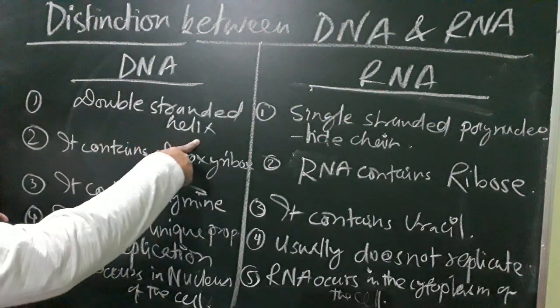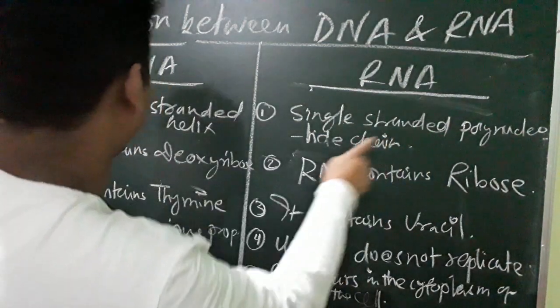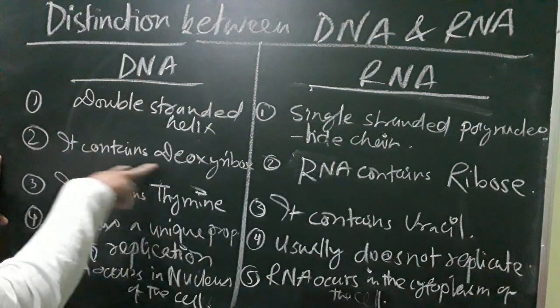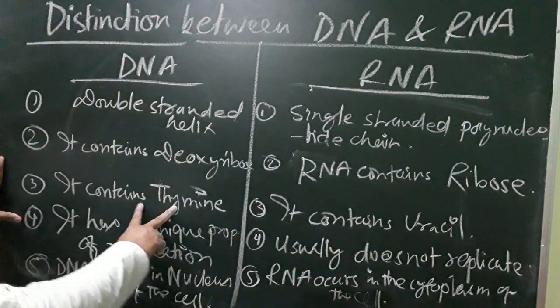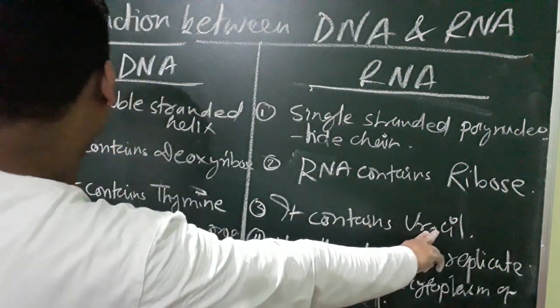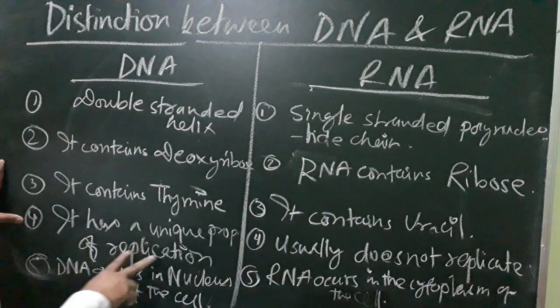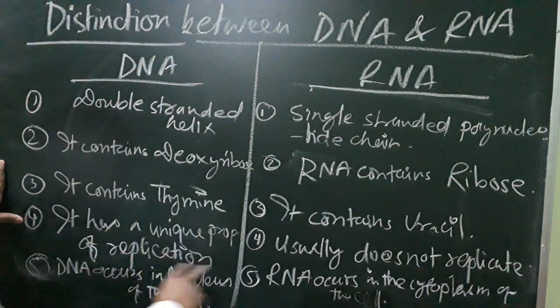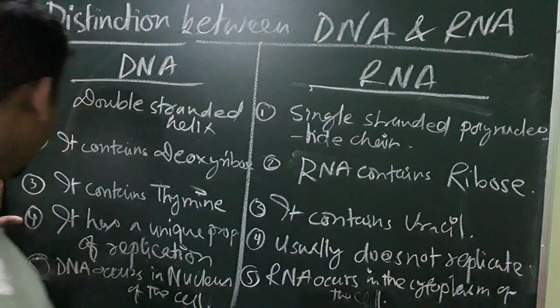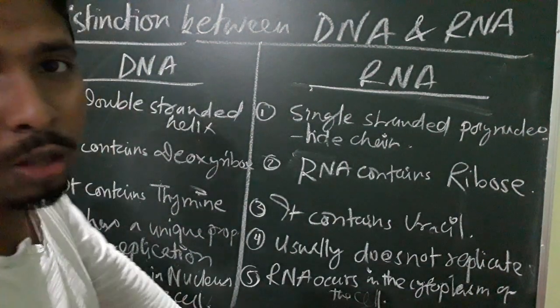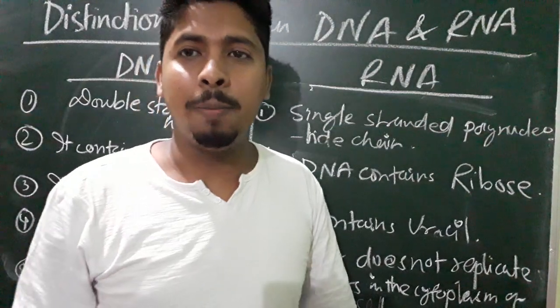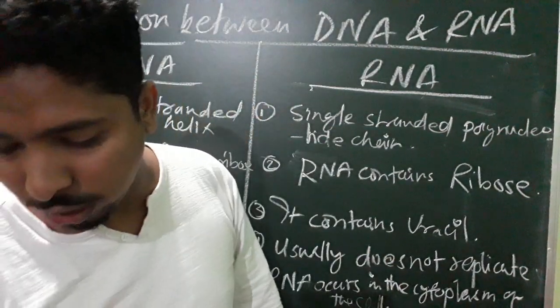So here are some differences between DNA and RNA. DNA is a double-stranded helix; RNA is a single-stranded polynucleotide chain. DNA contains deoxyribose sugar; RNA contains ribose sugar. DNA contains thymine; RNA contains uracil. DNA has a unique property of replication and can replicate, but RNA does not. DNA occurs in the nucleus of the cell, but RNA occurs in the cytoplasm. So these are the few basic points of difference between DNA and RNA.